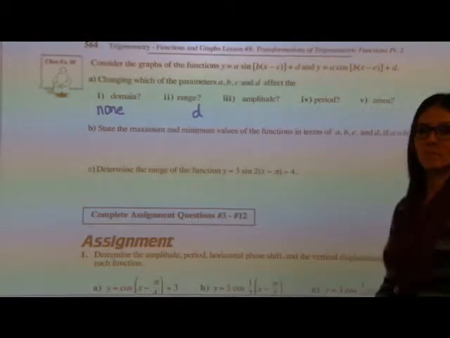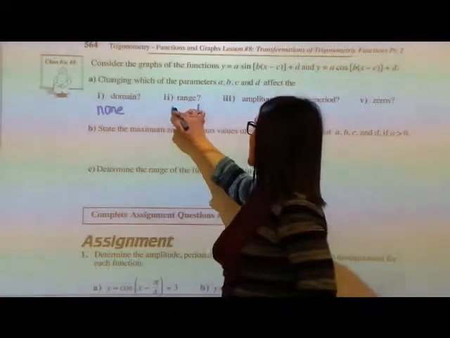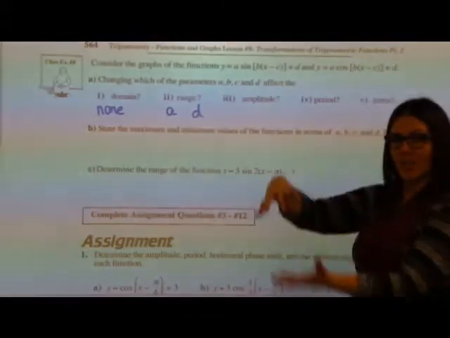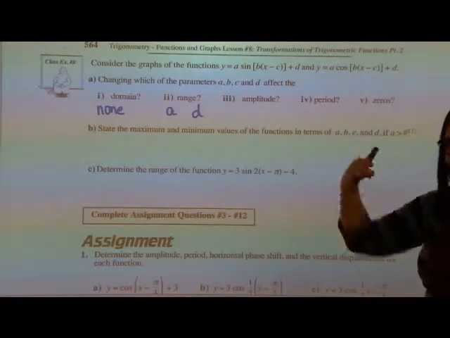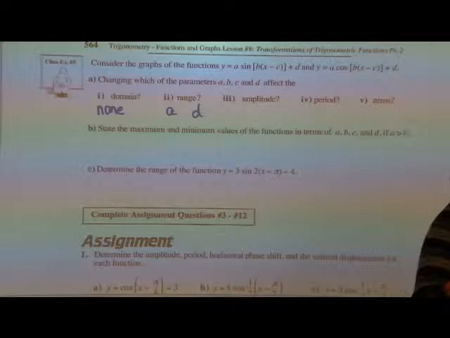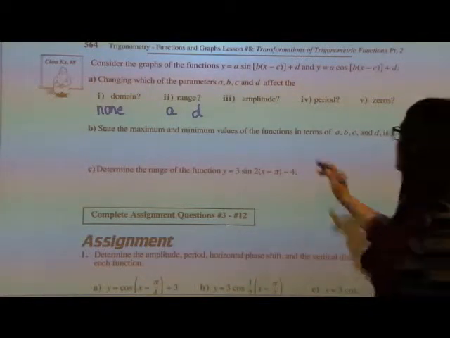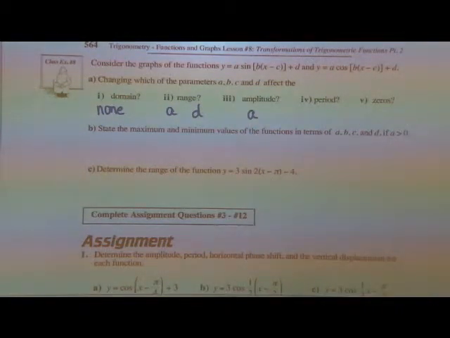A as well, because A is the amplitude; it tells me to stretch it. So the vertical stretch and the vertical translation are going to impact the range. Amplitude: what value affects the amplitude? A does. What parameter, A, B, C, or D, affects the period?